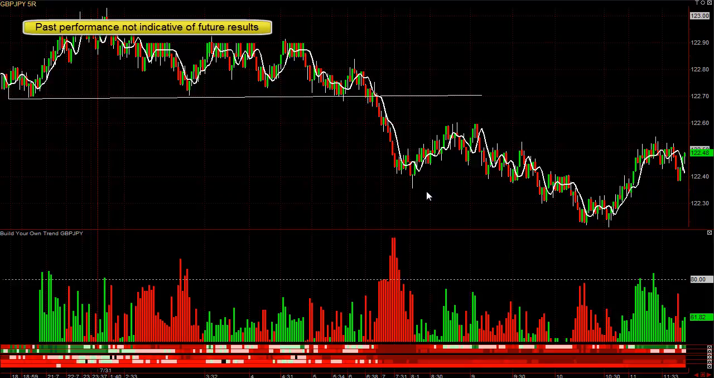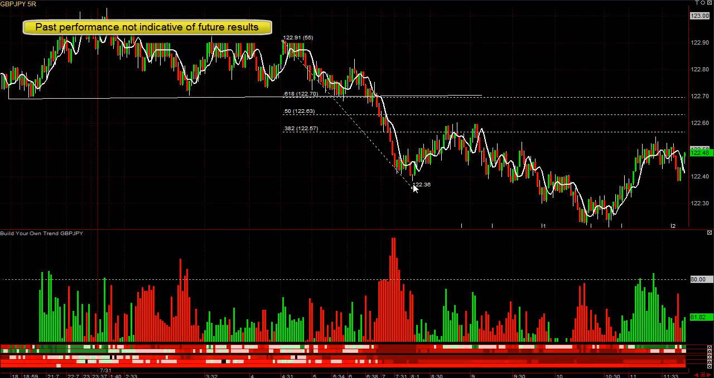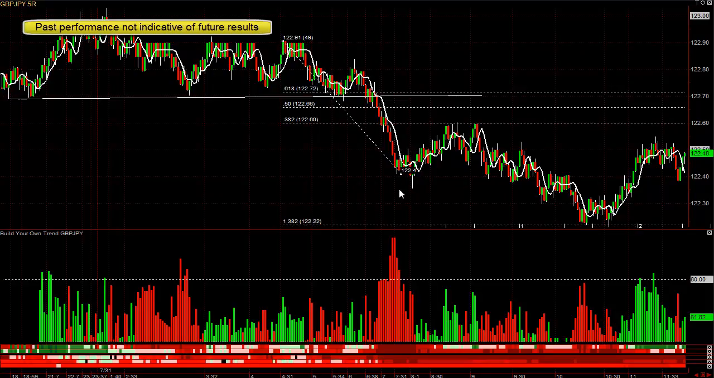You can also use fib targets to know when to get out of trades using this. You draw your fibs on there, and you can see it went right to that fib level. And this was the first wave down. This was kind of like a false continuation, then it reversed and went right up to the 38%. That's another thing you can look for in pullbacks.